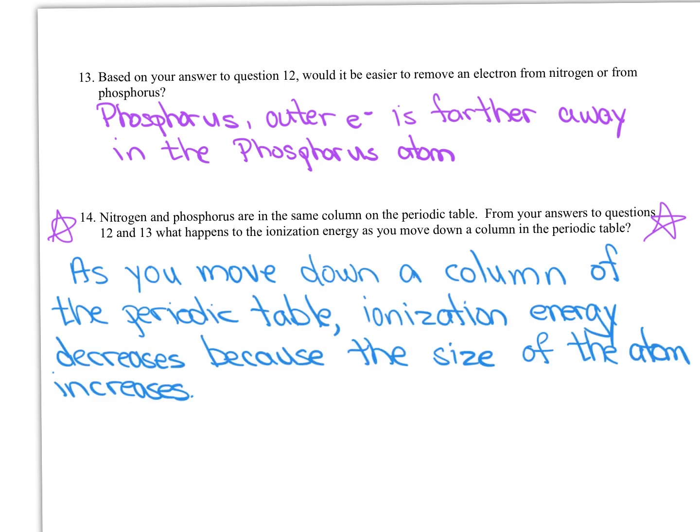Okay, so as we move down a column of the periodic table, ionization energy decreases because the size of the atom increases. So that's the point that you need to remember. So you are now ready to do skill practice number 15.